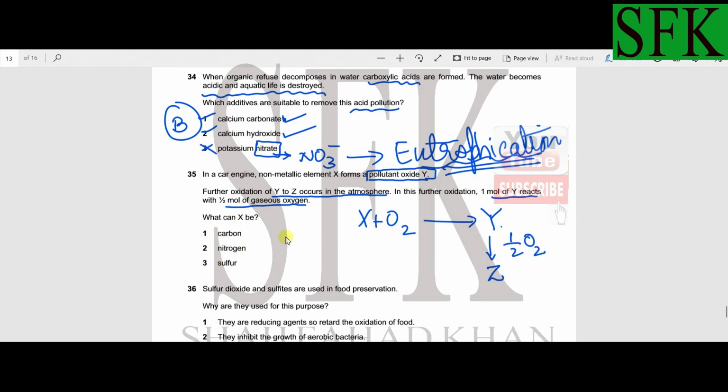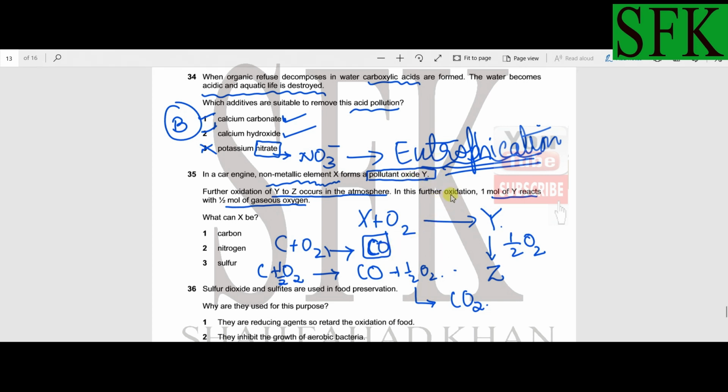What about carbon? Carbon, if it burns in oxygen, can form carbon dioxide. A non-metallic element X forms a pollutant oxide Y. If we look at the first option, it's the carbon atom. Carbon can burn in oxygen to form the pollutant oxide carbon monoxide. Carbon monoxide is a pollutant oxide if incomplete combustion of this element X occurs.